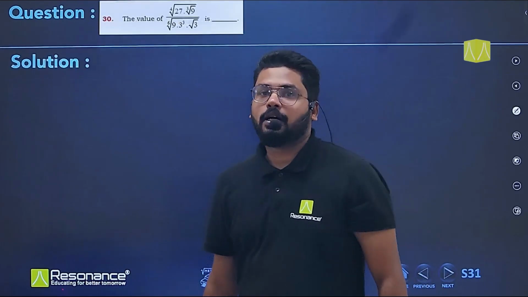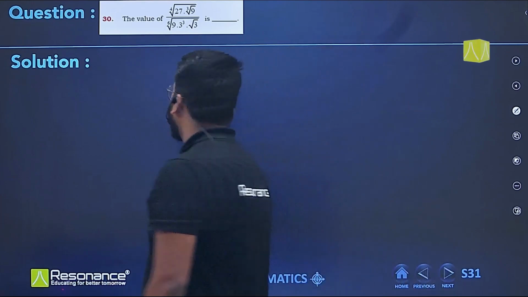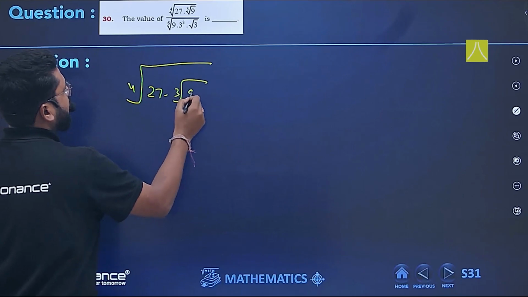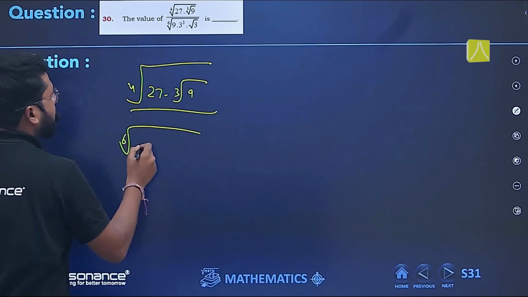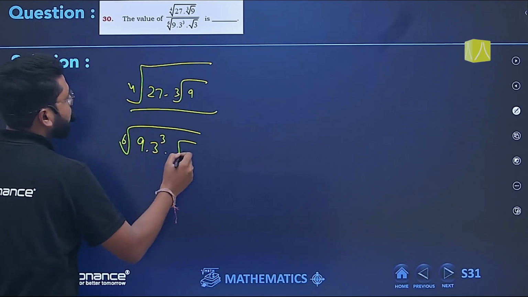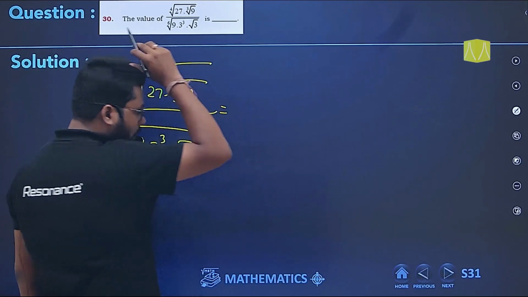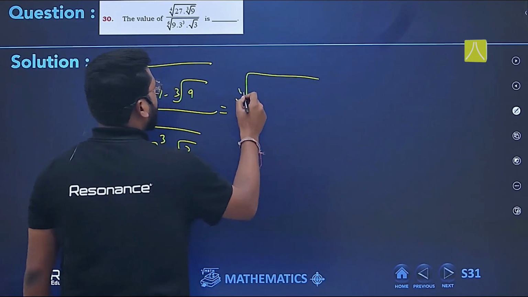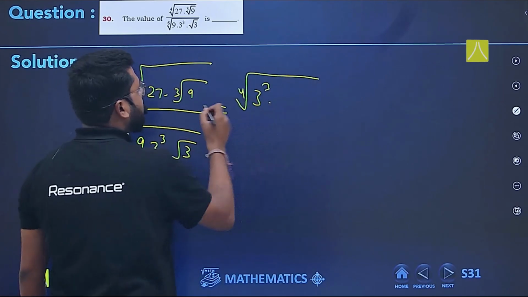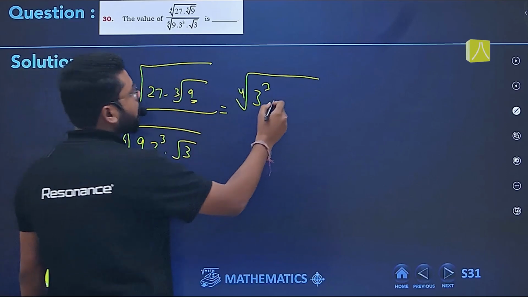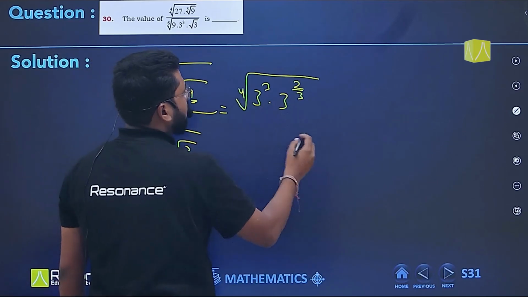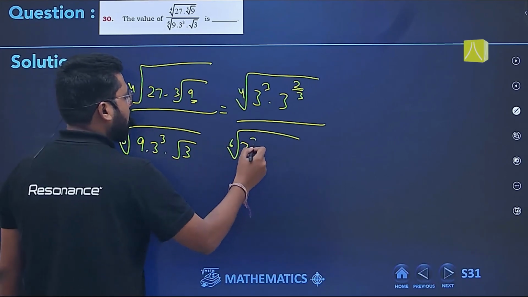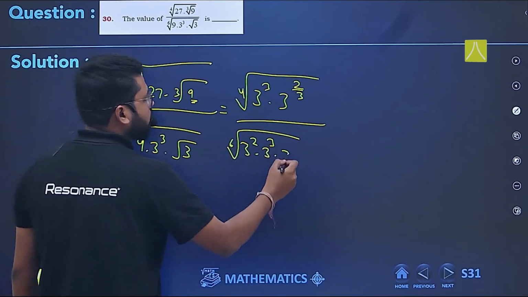Now the last question for the day, the last question for the paper. It is 4th power of 27 into cube root of 9, divided by 6th power of 3 cube into square root of 3. Now we'll make all the terms in terms of 3 only. The 4th power will remain as it is, because 27 can be written as 3 cube and 9 is 3 square, but outside is the 3 power, so it will be 3 raised to 2 by 3. Again in the denominator, the 6th power is there, 9 can be written as 3 square, 3 cube, and square root of 3 is 3 raised to power 1 by 2.